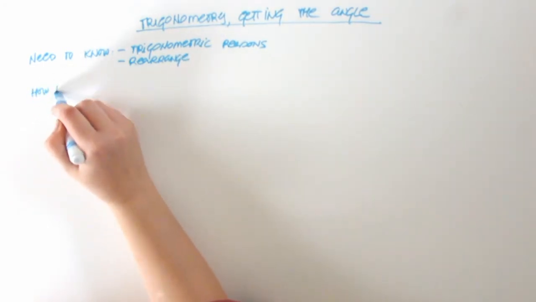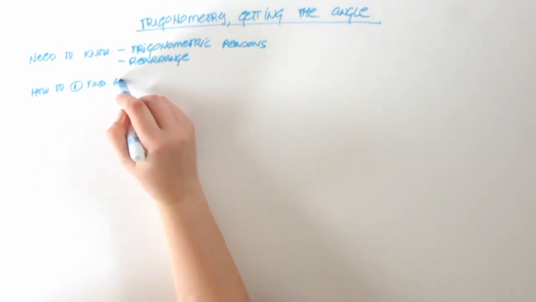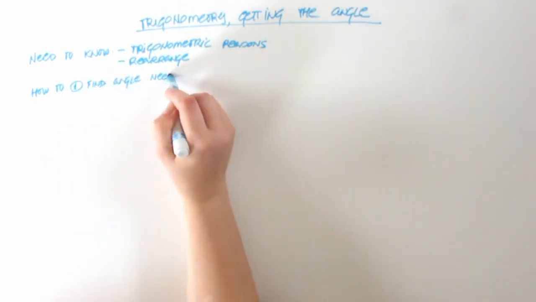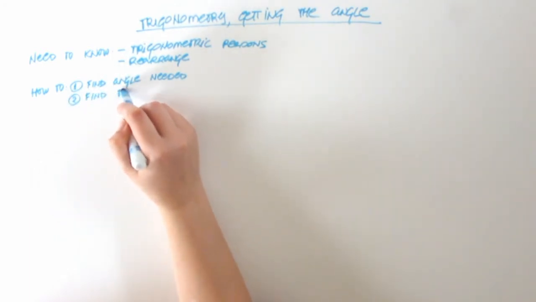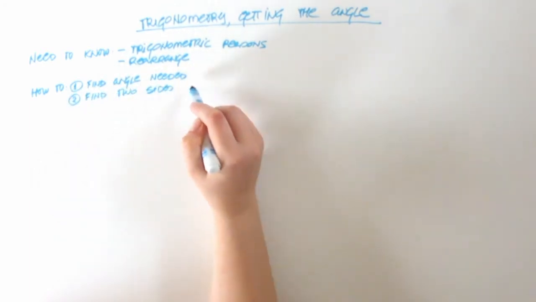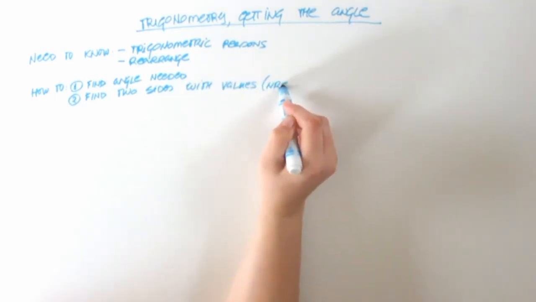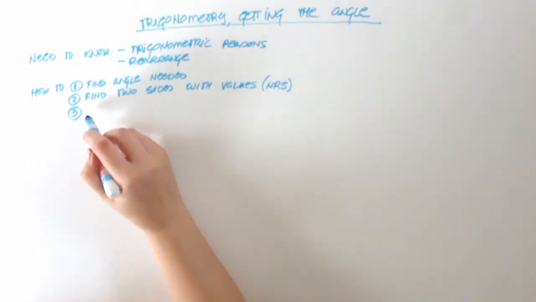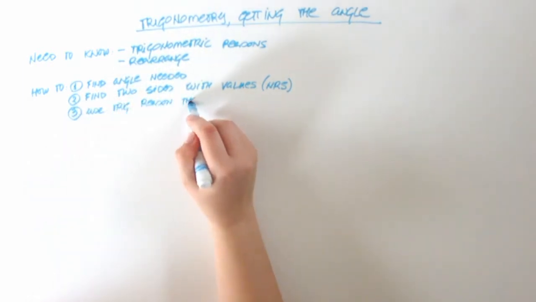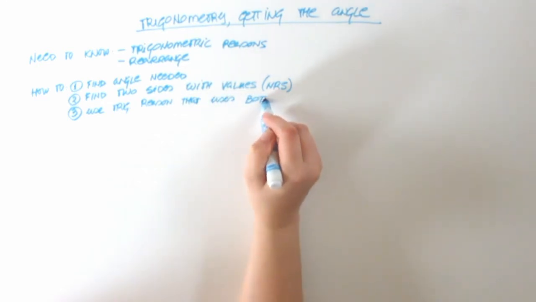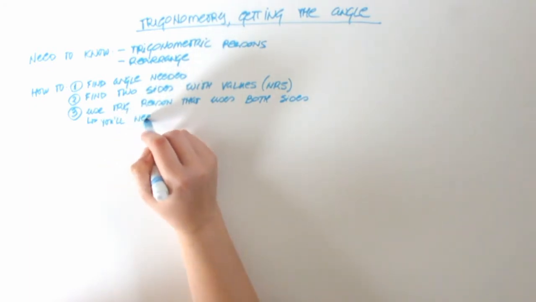Now the how-to step-by-step. First, I will need to find which is the angle needed. Remember, I'm working with right angle triangles, so it will be one of the two that is not 90 degrees. Then I will need to find two sides with values, with numbers that I know. And then use the trigonometric ratio that uses both sides. And you'll need to use the inverse of the sine or cosine or tangent, whichever you're using.